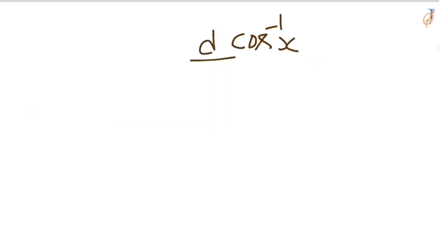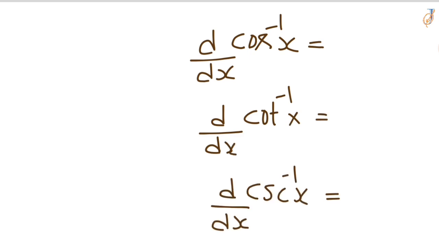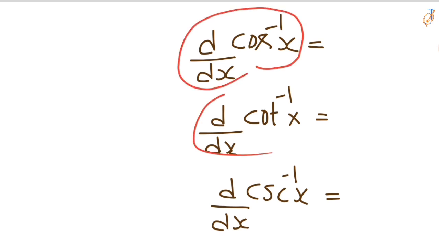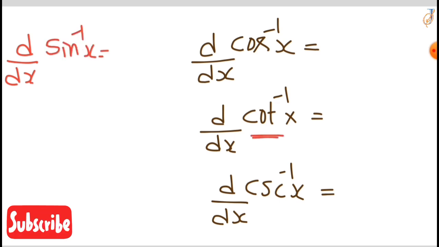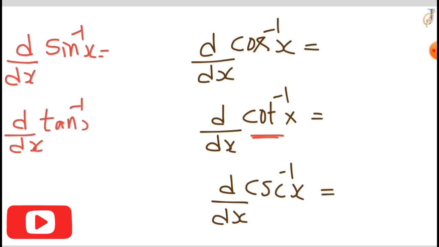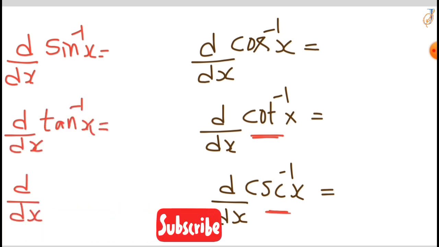So just write derivative also. It's cot inverse of x, and the last one is cosecant inverse of x. Now write co-functions of these inverse trigonometric functions on left hand side. D by dx of cos inverse of x, co-function is sine inverse of x. Cot inverse of x, the co-function is tan inverse of x. And the last one, cosecant inverse of x, the co-function is secant inverse of x.